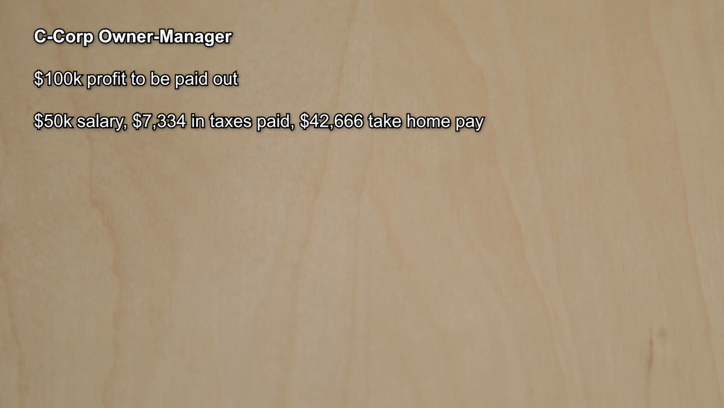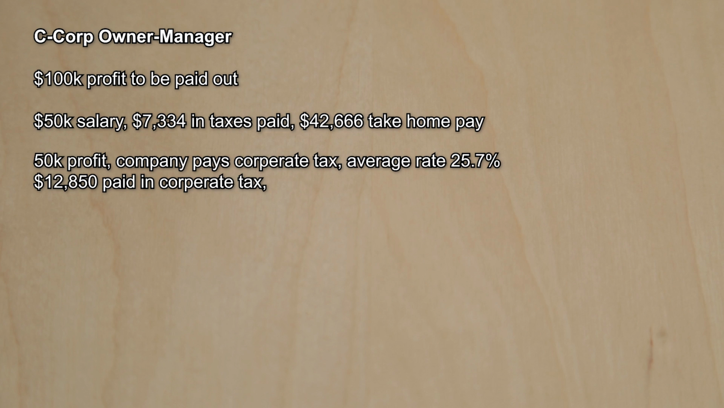So he is also getting $100,000 and $50,000 he'll take in salary because he's an owner-manager. So he takes home $42,666 and he pays $7,334. That's exactly the same as the S-Corp guy. Then the next $50,000 is considered profit from a tax point of view, so the company actually has to pay corporate taxes on it. Now, although the corporate tax rate is 21%, states also have individual state corporate tax rates, so the average across the country works out at 25.7%.